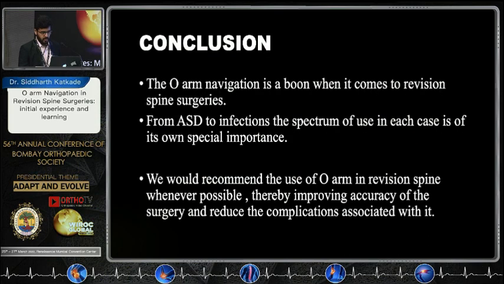And in group 5, a navigated probe, awl and tap were used to determine the alternate trajectory bypassing destroyed bone, attaining maximum pull-out strength. In conclusion, O-arm navigation is a boon when it comes to revision spine surgery. From adjacent segment disease to infection, the spectrum of its use has its own special importance. We would recommend the use of O-arm in revision spine surgery whenever possible, thereby improving the accuracy of the surgery and reducing the complications associated with it. Thank you.